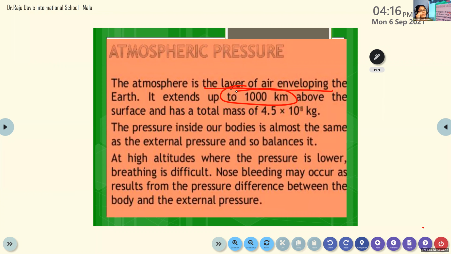Can you tell me, Amal, when mountaineers go higher on the mountain, their nose starts bleeding. What will be the reason for it? They will not be getting oxygen. So what will happen to the blood pressure, Amal? Air pressure is less. So what happened to the blood pressure inside our body? Ma'am, the blood pressure increases. Yes.